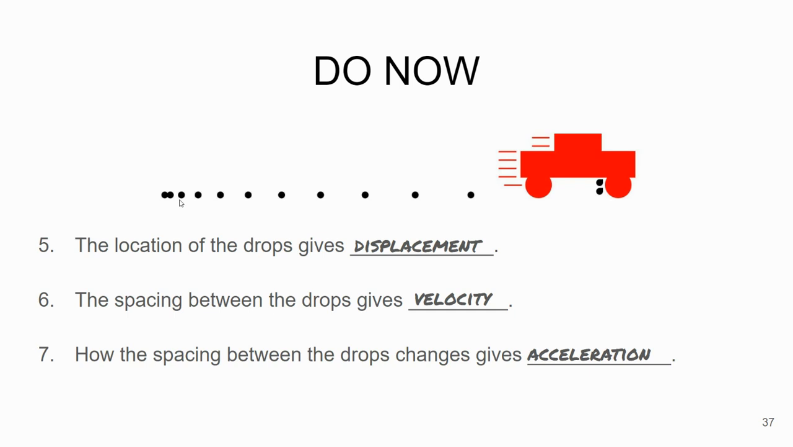So the fact that the distance between the dots starts small and then gets greater and greater means that this car is accelerating. It's gaining velocity as it goes to the right. So its velocity is to the right, and its acceleration is also to the right.